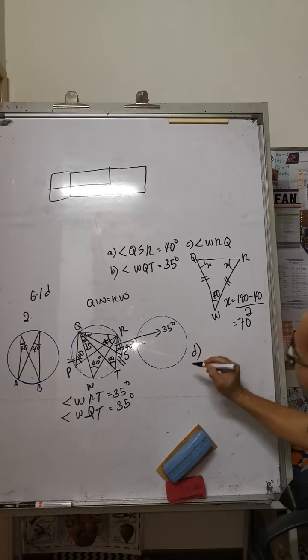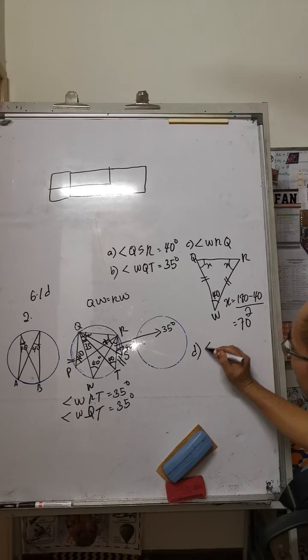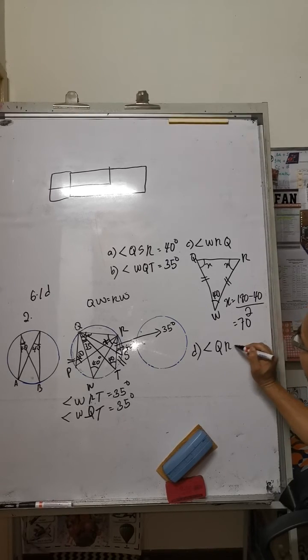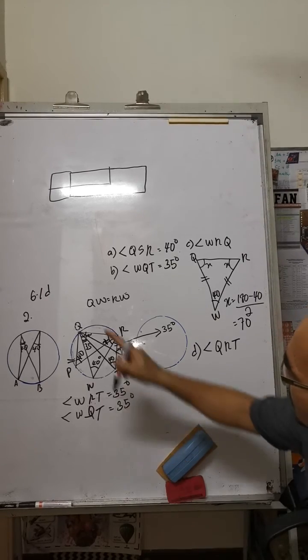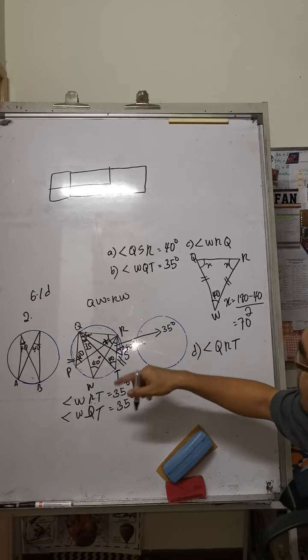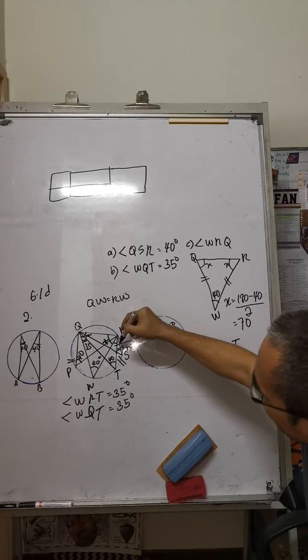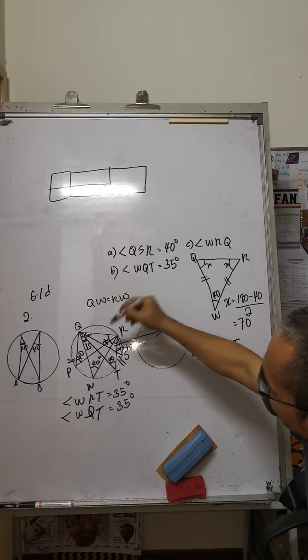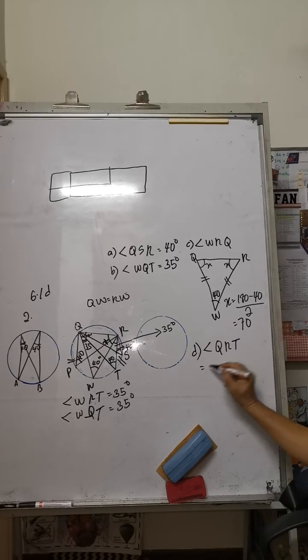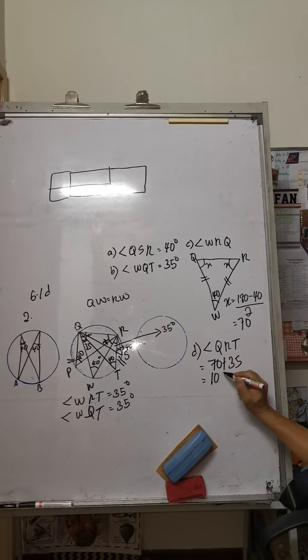And D, angle QRT. Okay, this is easy. Even though it's no longer related to that one, QRT is X and the 35 degrees. So since we know X is 70, 70 plus 35, the value is 105 degrees.